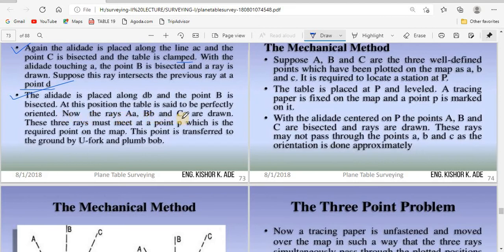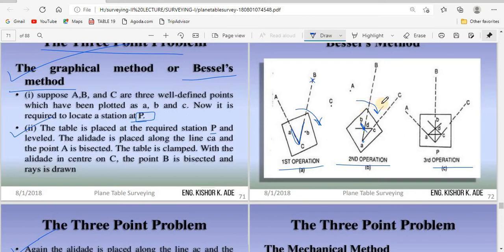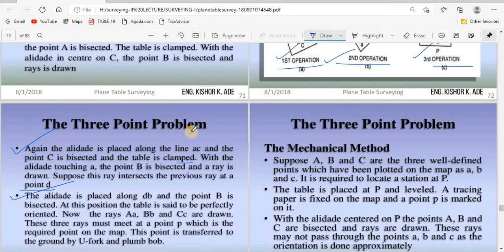Now the rays AA, BB and CC are drawn. Now you can see that when you turn this instrument clockwise, every point is matching: from this point A has been perfectly bisected, from this point B has been perfectly bisected, and from this point C has been perfectly bisected. Okay, this is the first operation, second operation and third operation. So in this way, with the help of the three-point problem, you can establish a new station point with the help of three well-defined points.